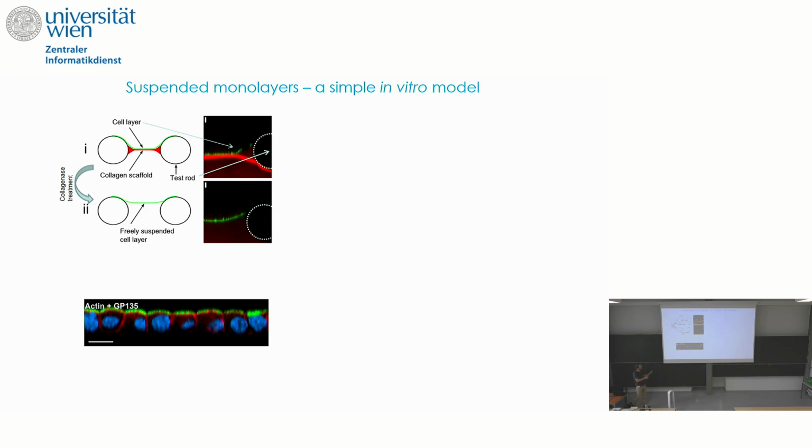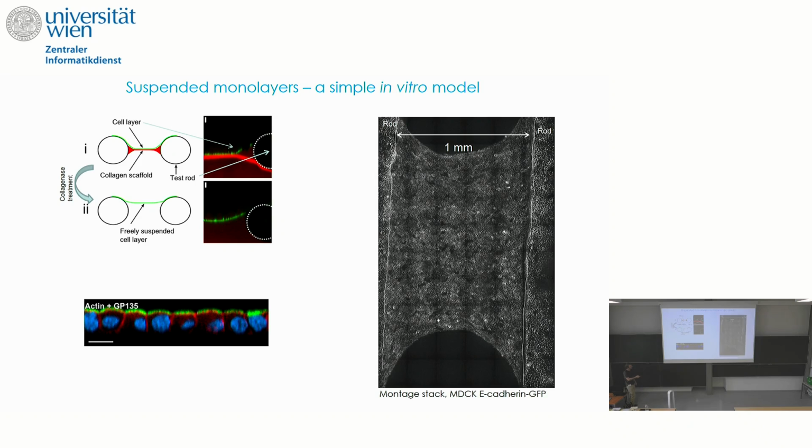So in green, I'm showing a classic apical marker. And this is what it looks like. So we've got one test rod here. Here's the other test rod. The tissue in between is about 1 millimeter in width, and you can just about distinguish some of the cells in there. So we've got tens of thousands of cells, and these are attached to one another only via intercellular junctions.